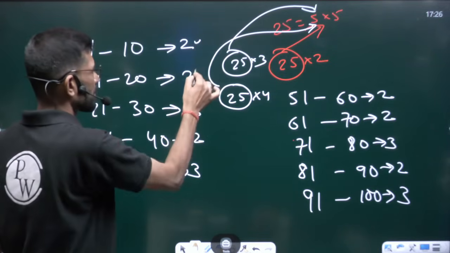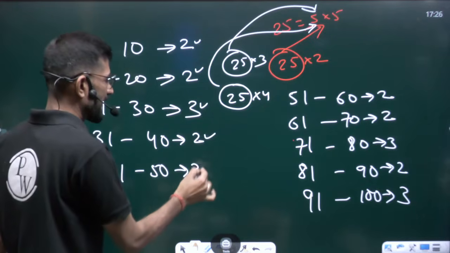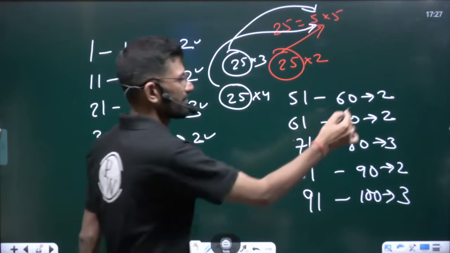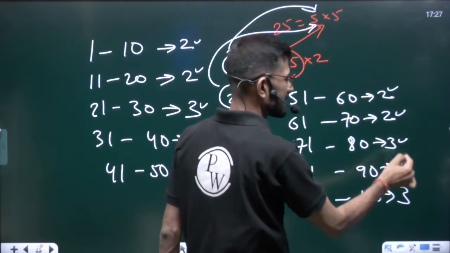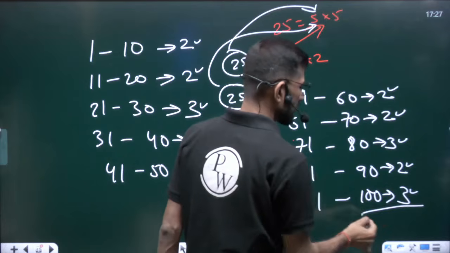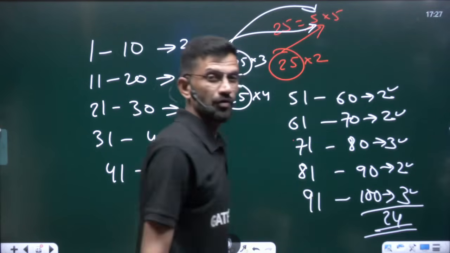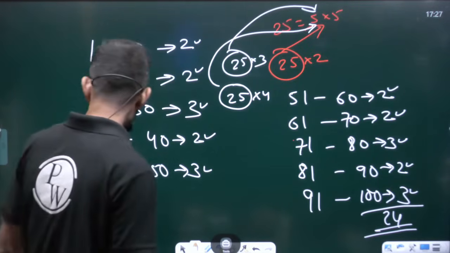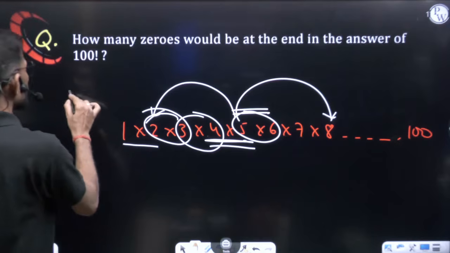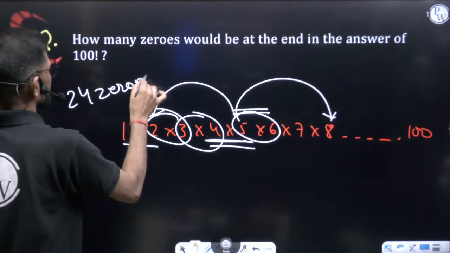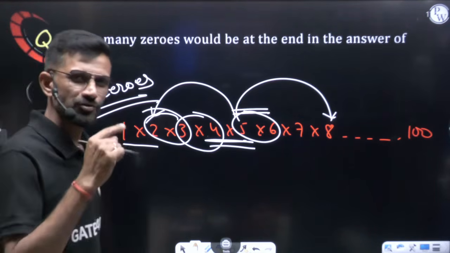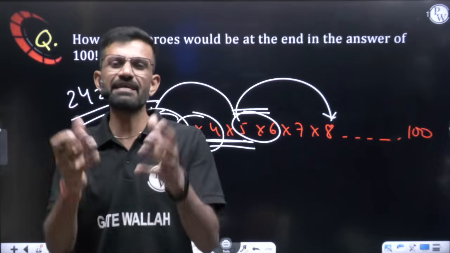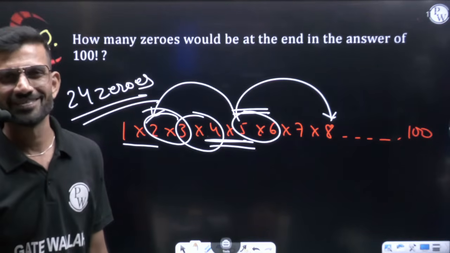Add everything. 2 plus 2 is 4, 4 plus 3 is 7, to 9, 9 plus 3 is 12, 14, 16, 19, 21 and 3. Total we are getting 24. So total 24 5s are coming. It means that in the 100 factorial answer, at the last you will be getting 24 zeros. It will come 24 times, because these 5s will multiply with any even number and generate zeros.